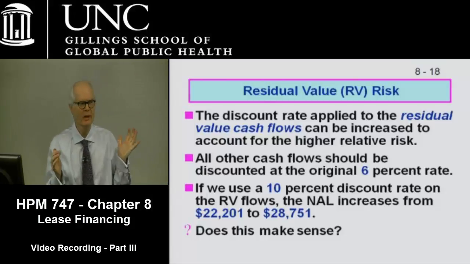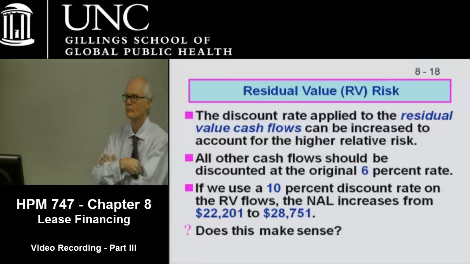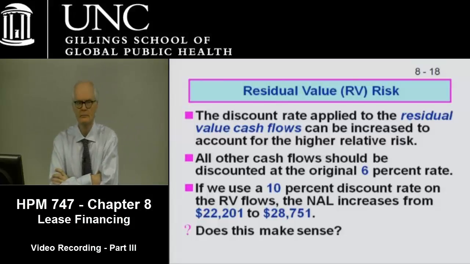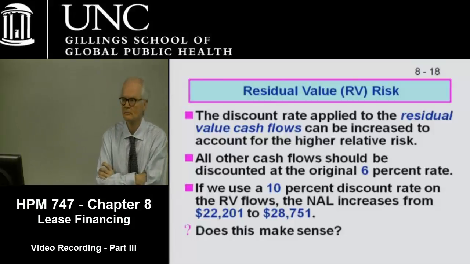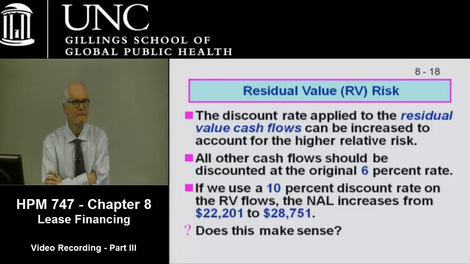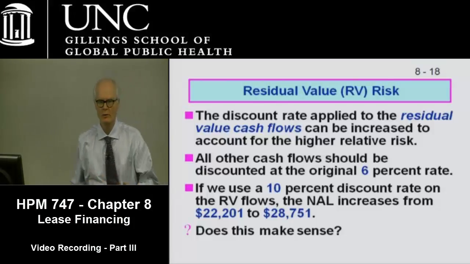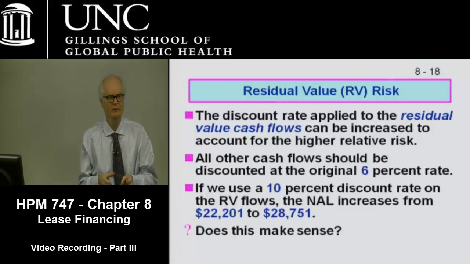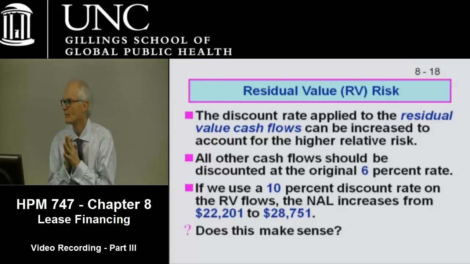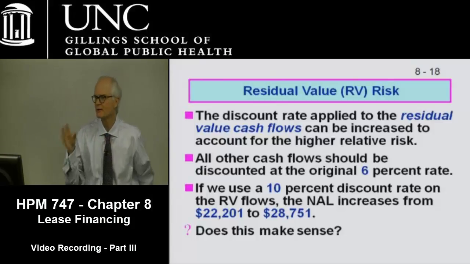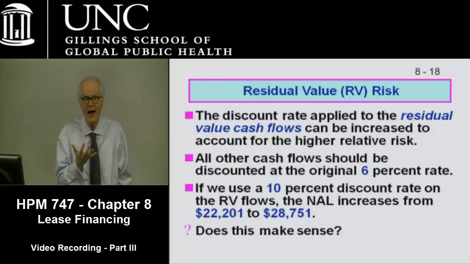Why does that happen? Does that make sense to you? Risk and return. Sorry? Higher risk, greater return. Yes. So what's happening here? What we're saying is if we recognize the residual value risk, leasing looks even better. Why is that? Sell it. Right? Because you don't have to sell it afterwards. That's right, because selling the asset only applies to owning. It doesn't apply to leasing.